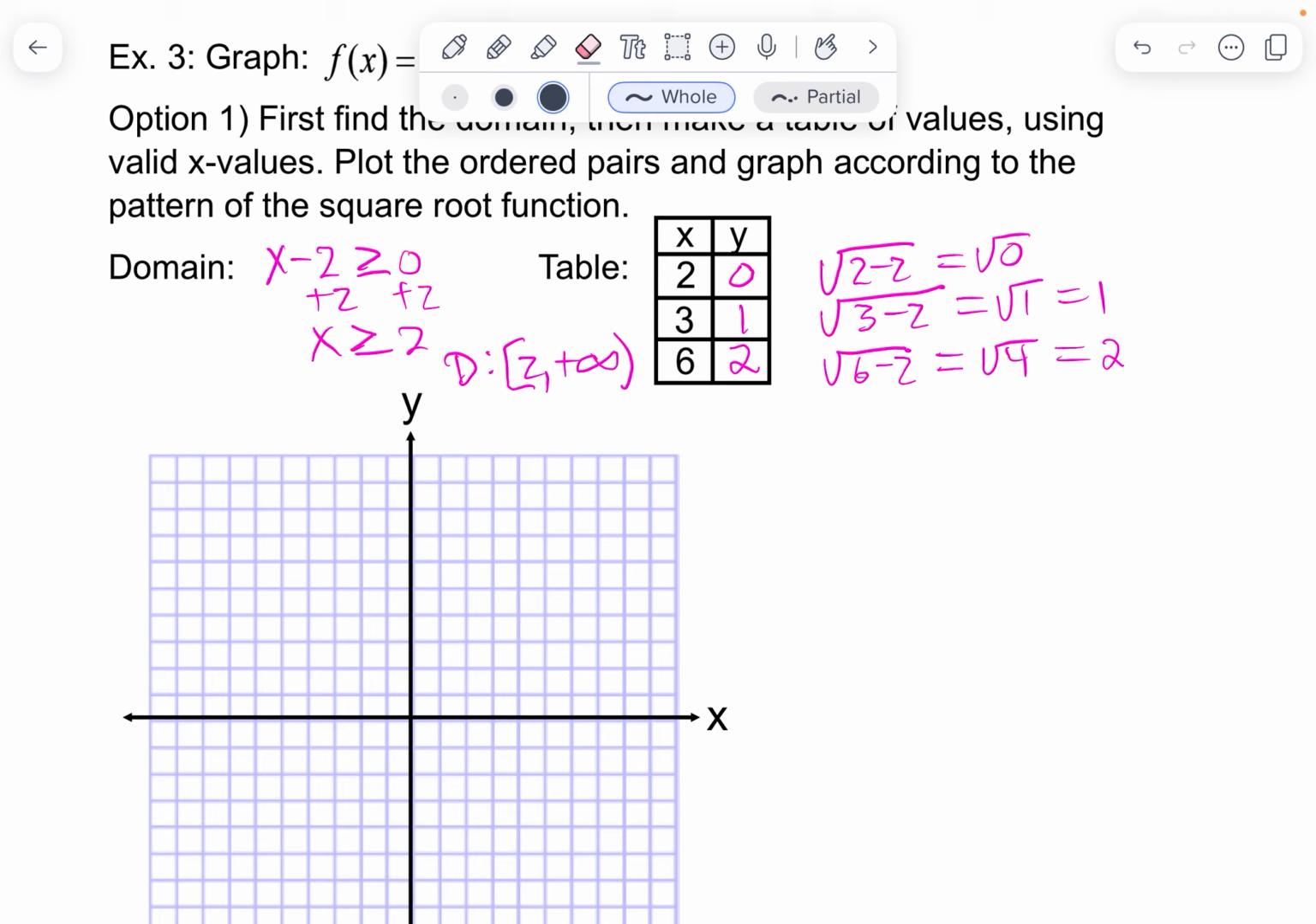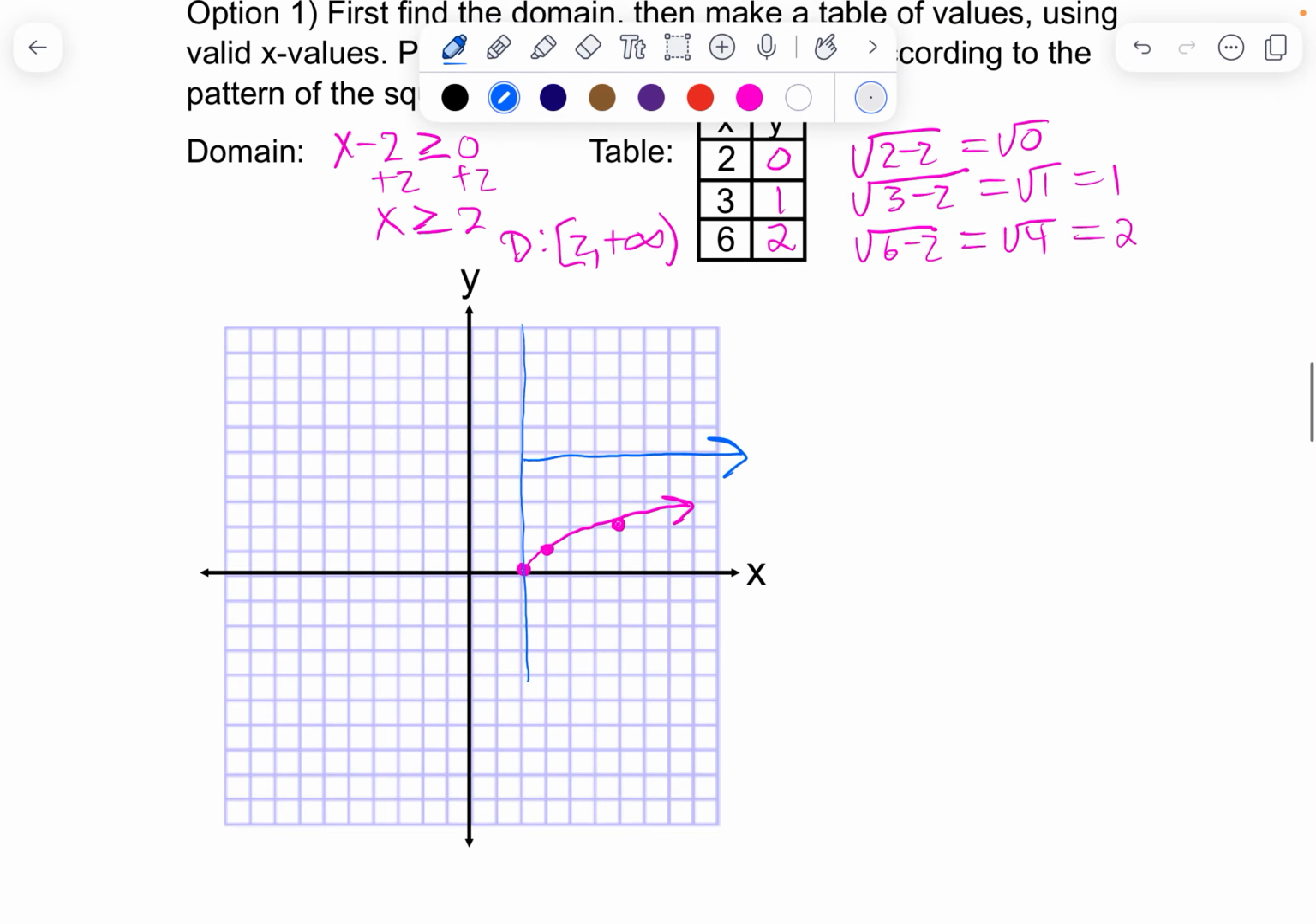So I've got 2, 0. I've got 1, 2, 3, 1. And I've got 1, 2, 3, 4, 5, 6, 2. And that is my function, graphed and perfect. And if you notice, it is following the fact that the x values are from 2 to infinity. Okay, what's the second option?